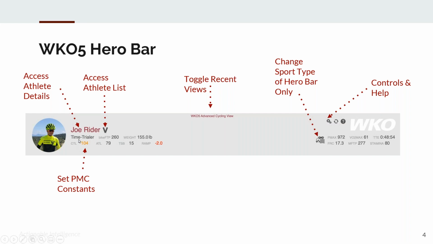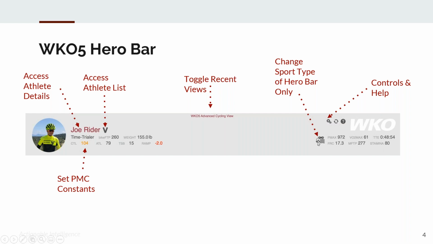So here you see Joe Ryder, their phenotype is a time trialer. We see here they're using their bike FTP. In WKO5, you can set multiple FTPs. So that might say run FTP, bike FTP, but that FTP is controlling the information we're seeing in the hero bar. Then you see weight, and these are your common PMC metrics available here. Over here on the right, we see your power duration curve metrics: Pmax, VO2 max, TTE, FRC, MFTP, and stamina.